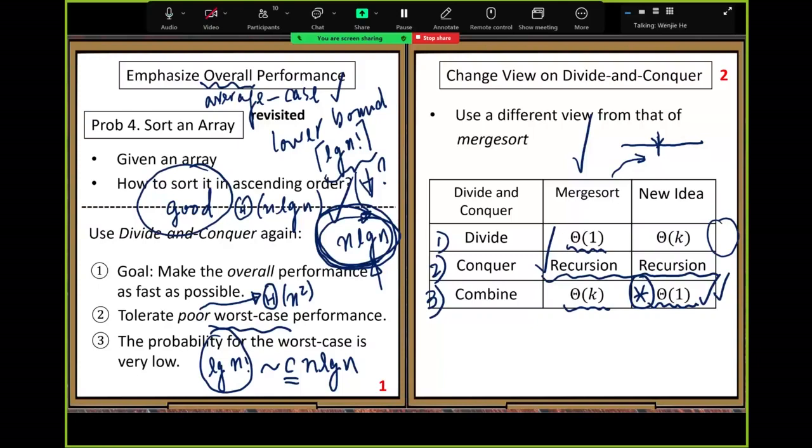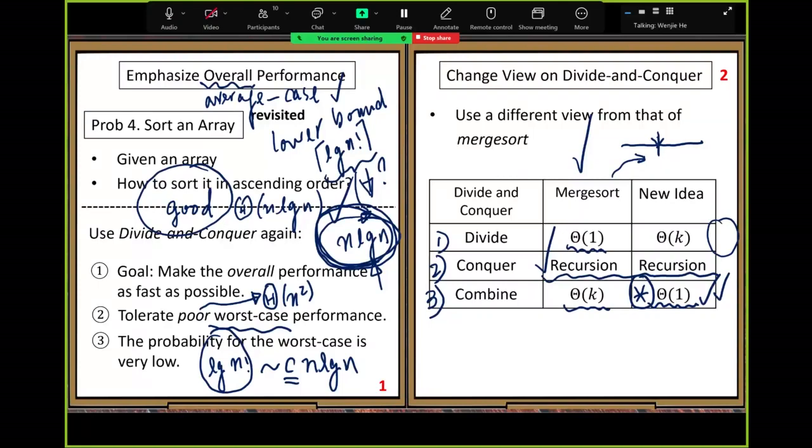Our main focus is on the divide step. In other words, we can say it this way: we are willing to do more work in the divide step. As a result, we want to make our combine step the minimum amount of work. The amount of work we put in the combine step, the minimum. That's our design goal.